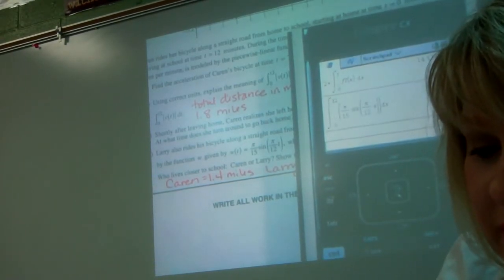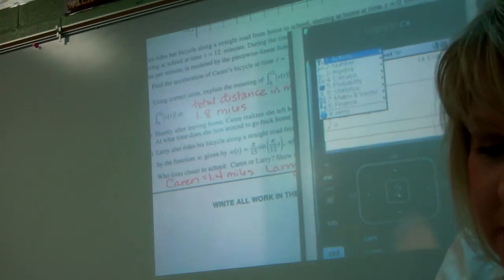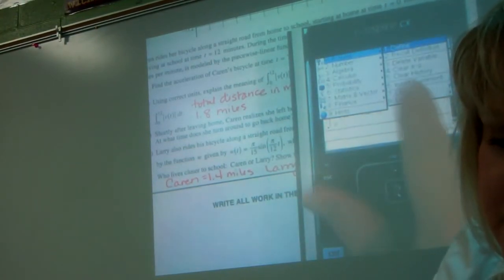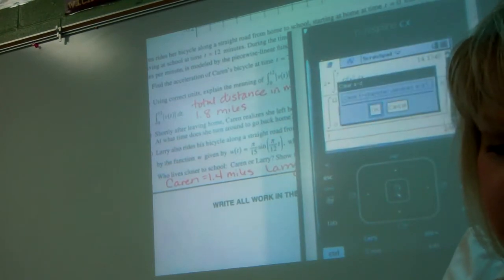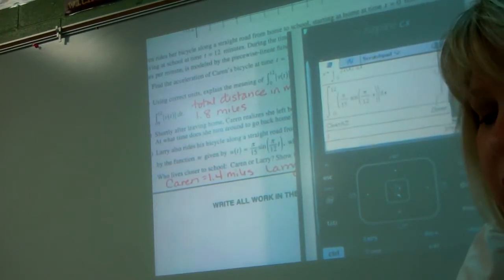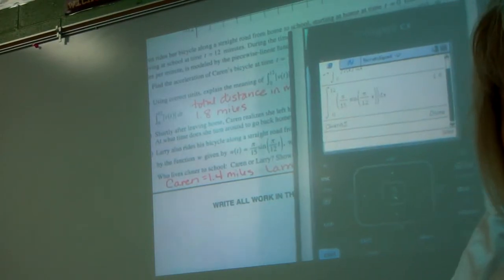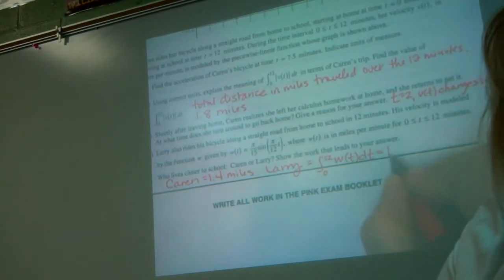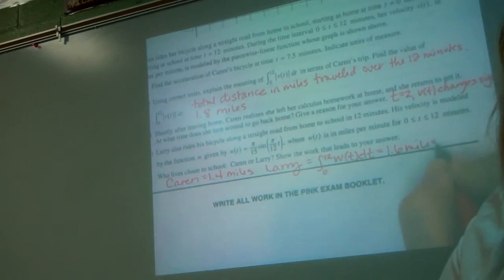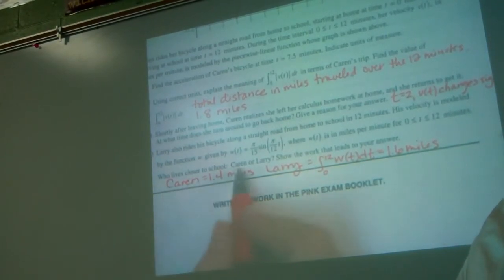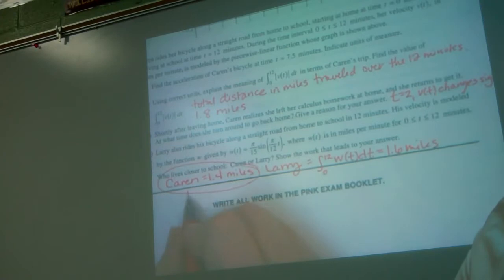You can clear out the variables that you've stored. If you do menu and actions, you can clear out all your variables if you store something and you have a variable you want to use. So we should get 1.6. So who lives closer to school? Karen lives closer to school.